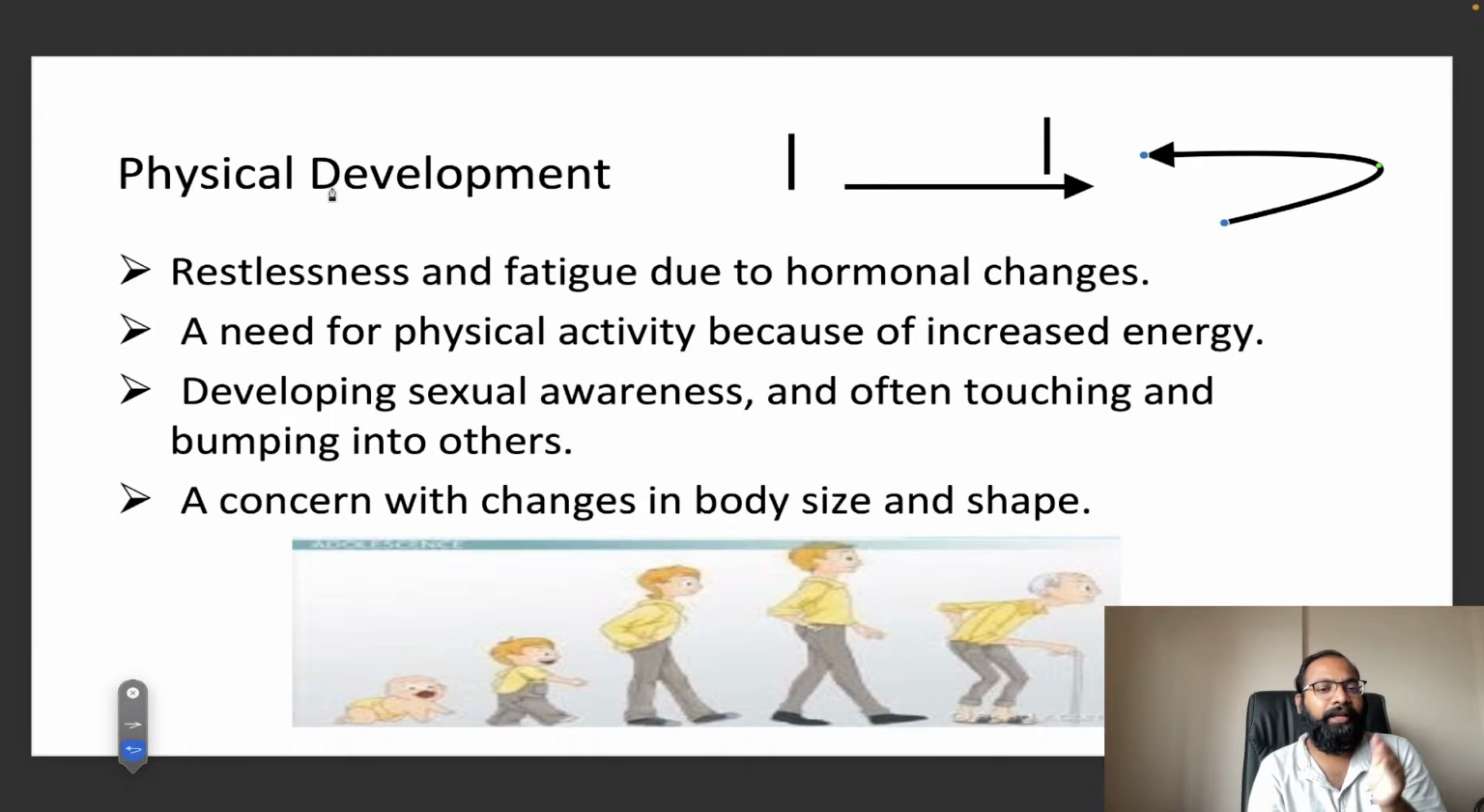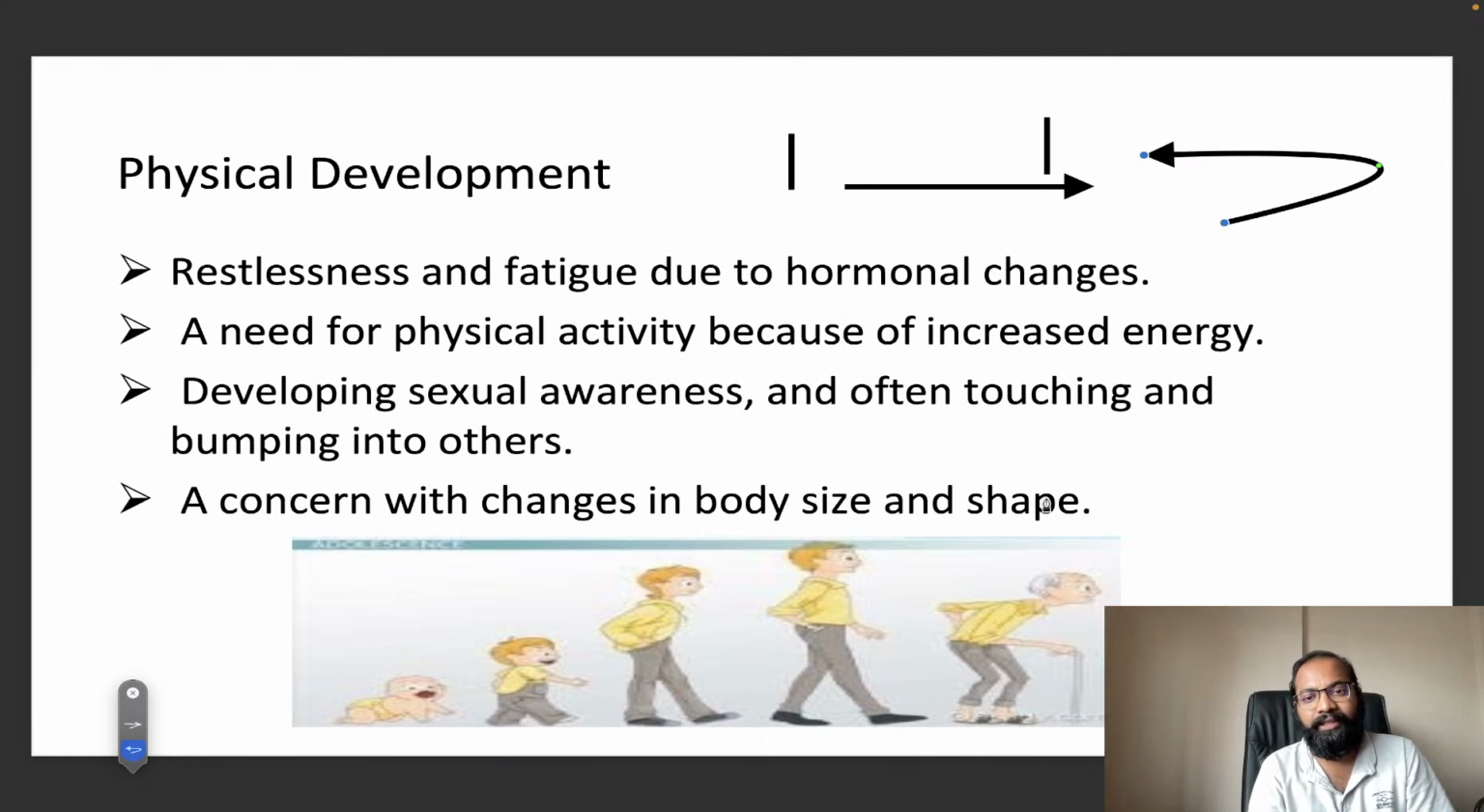So in this physical development, while coming to the adolescence age, there is restlessness and fatigue due to hormonal changes. Why? Because they are moving from childhood to adulthood, and there is a need for physical activity. Why? Because in adolescence there is a lot of energy. Definitely some kind of physical activity must be there. That's why usually in schools there is a system of drills and other physical activities, right? And developing sexual awareness, and often touching and bumping into others, meaning they are able to differentiate between boys and girls.